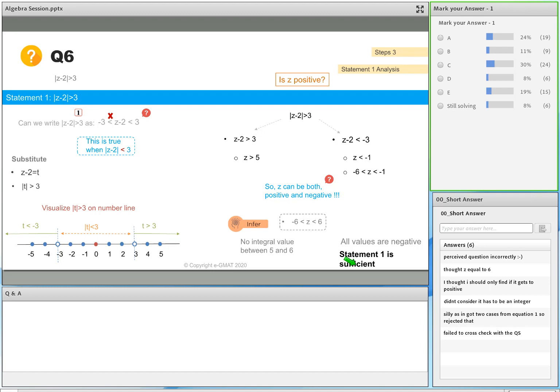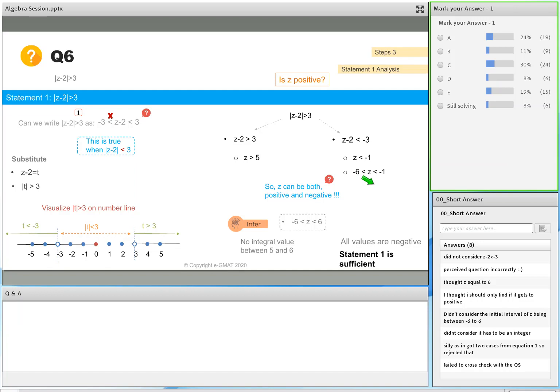I thought I should only find if it gets to positive. Gets to positive means? I'm sorry, I didn't understand that. We needed to check if it is positive, and here we were sure that it's not positive. Data sufficiency is all about seeing whether we can get an answer or not. Didn't consider the initial interval. Oh, you didn't consider it, the minus 6 to 6. That means you didn't use the question stem at all.